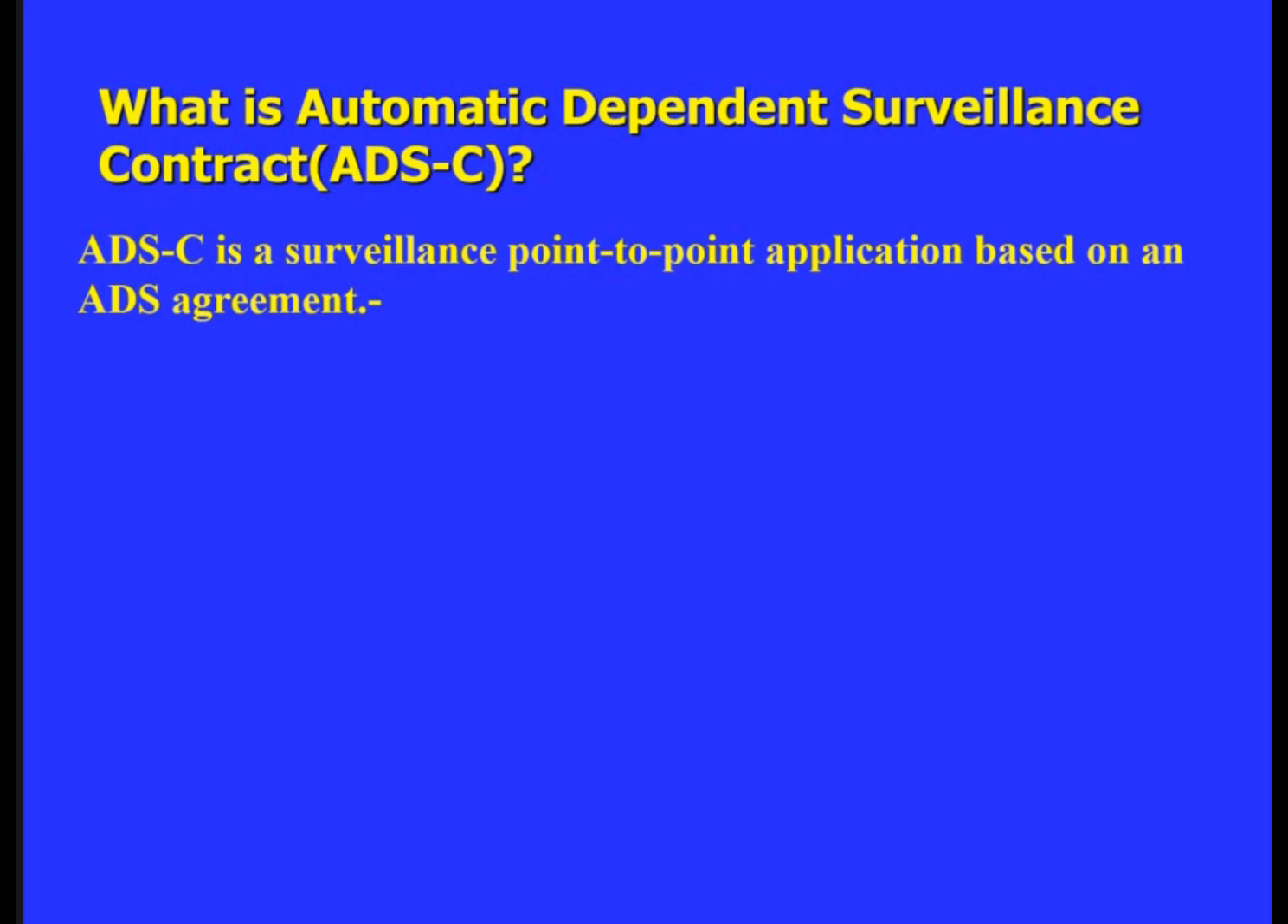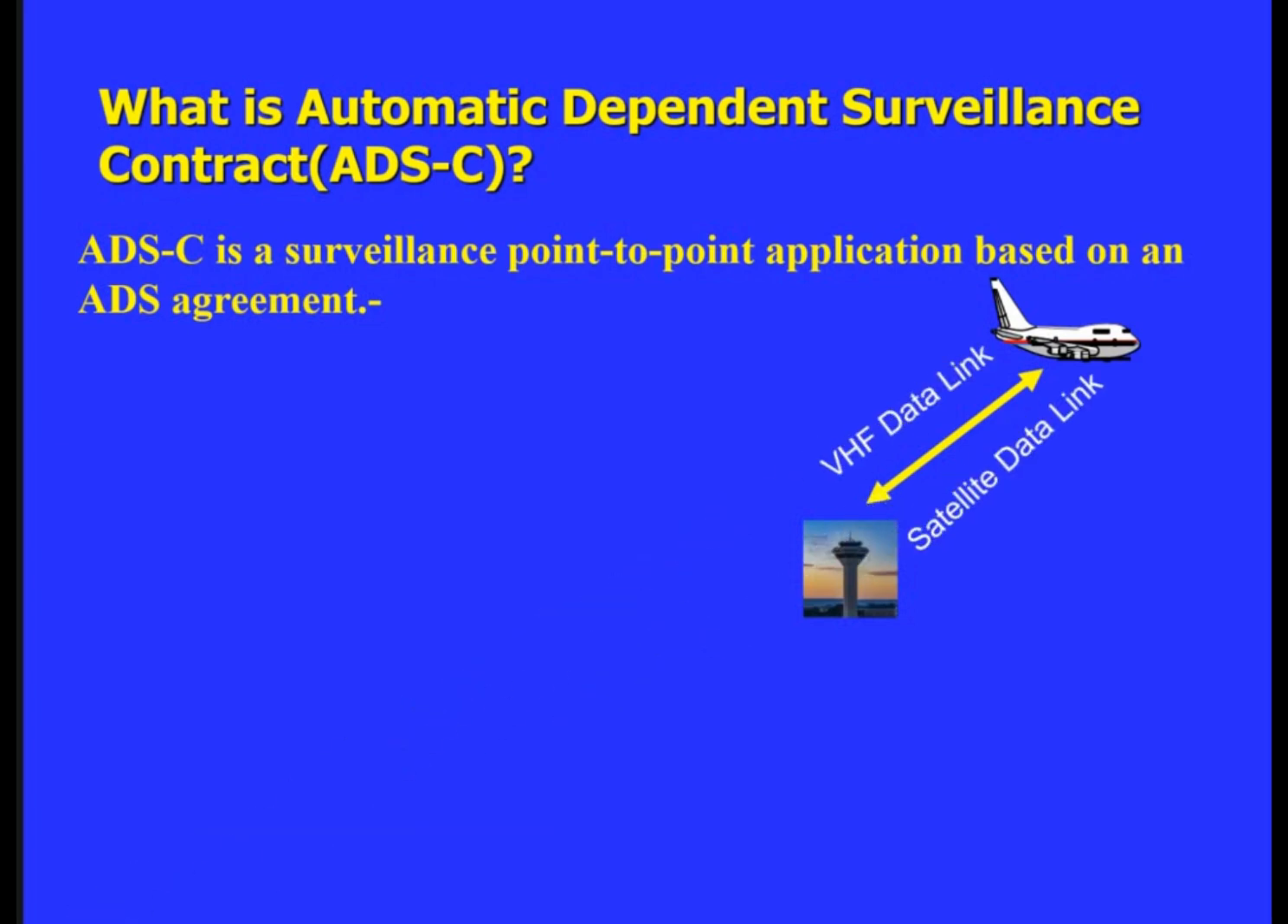It is a means by which the terms of an ADS-C agreement will be exchanged between the ground system and the aircraft via data link, which can be either VHF or satellite, specifying under what conditions ADS-C reports would be initiated and what data would be contained in the reports.